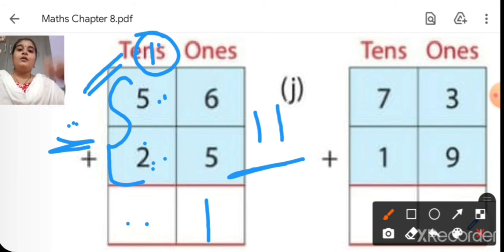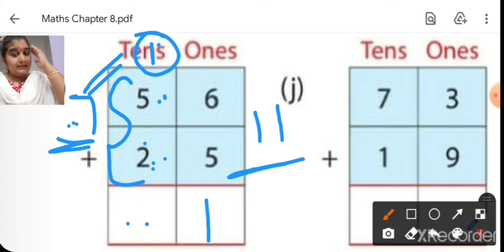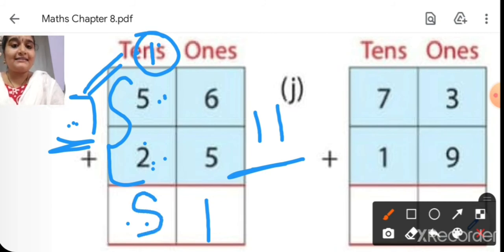How to do? 5 in the mind, 2 in the finger. After 5, 6, 7. So write 7 here. Okay. Now 7 in the mind, 1 in the finger. After 7, 8. So the answer is 81.